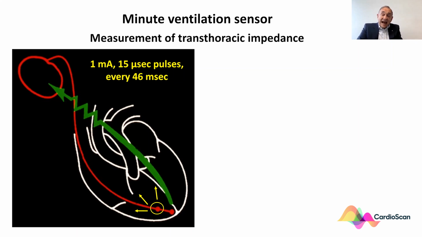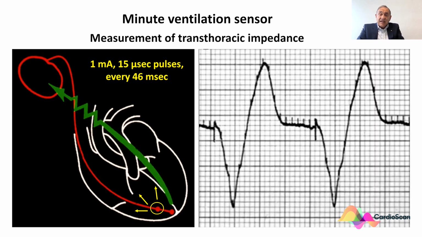Then these impulses and the changes in transthoracic impedance are measured from the tip of the lead through, and you can see the green arrow, to the pulse generator can. On the electrocardiograph, we can see these spikes. Again, these can be filtered out with some ECG machines, whereas in other ECG machines they're very prominent. And they occur, as I said, every 46 milliseconds, which was the original design and may be different in products that are available today.